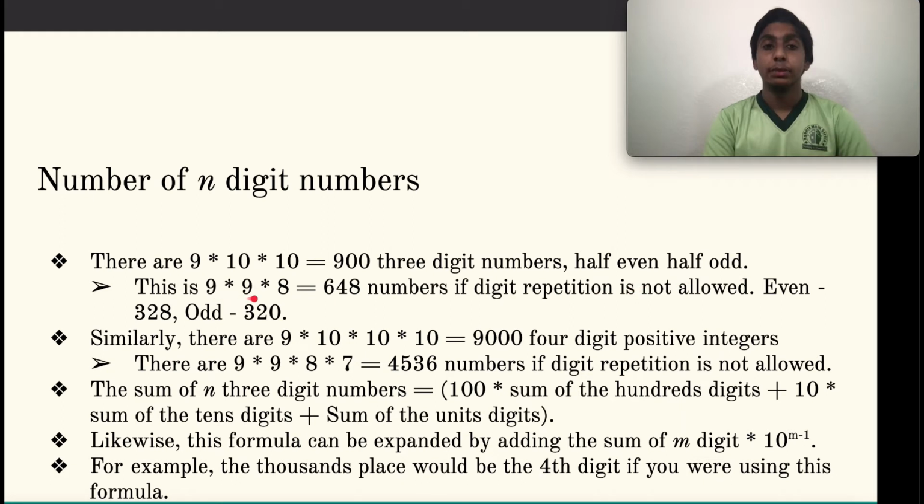Now there are going to be 9 times 9 times 8, 648 numbers if digit repetition is not allowed.